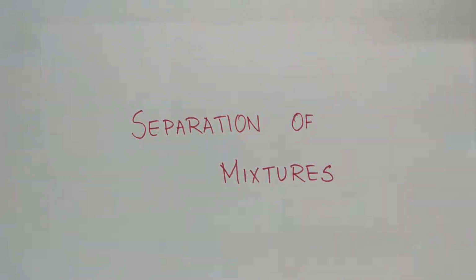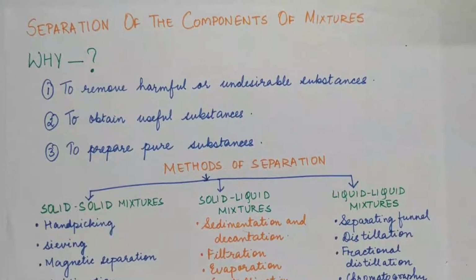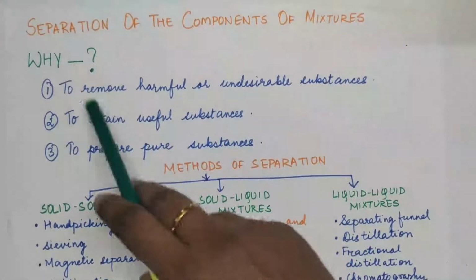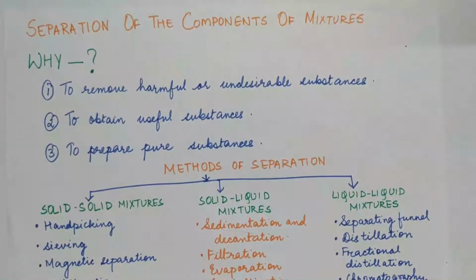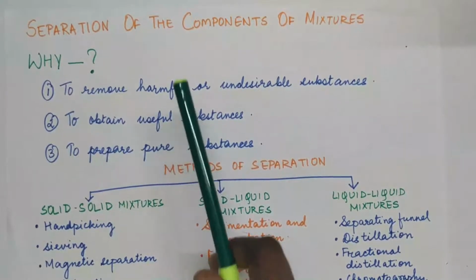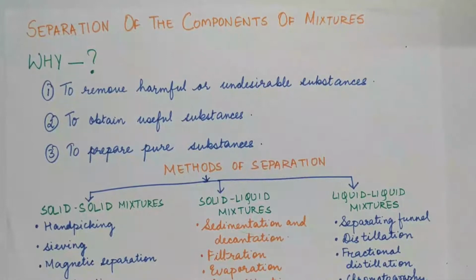In my previous videos you might have understood how mixtures are formed, and what the various kinds of mixtures are. This is a part of the third chapter, elements, compounds and mixtures. So let us begin. Why do we need to separate the components of a mixture? Firstly, we do it to remove the harmful or the undesirable substances from it.